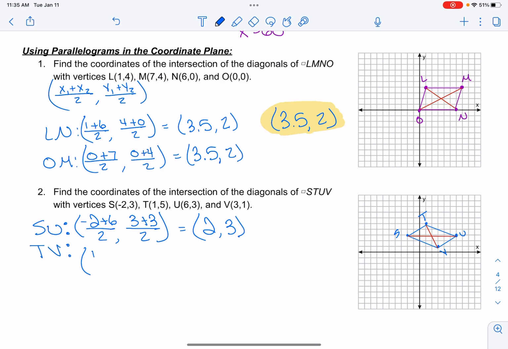And then for TV, we do 1 plus 3 over 2, and 5 plus 1 over 2. So 1 plus 3 is 4. 4 divided by 2 is 2. And then 5 plus 1 is 6. 6 divided by 2 is 3.